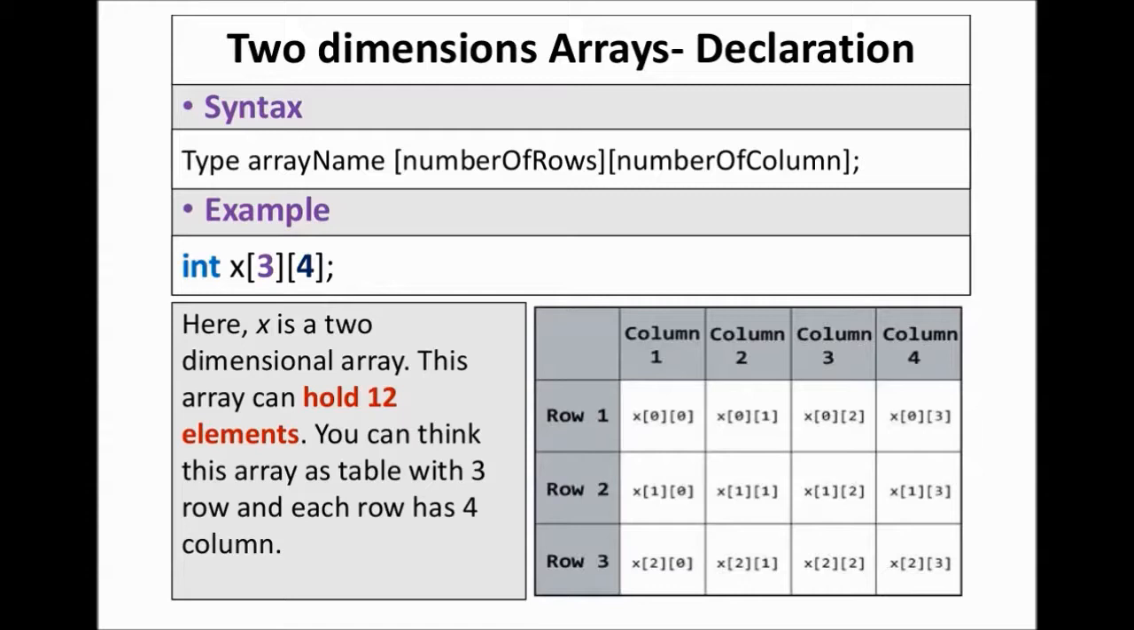Similarly, in the second row, the first element is x10, second one is x11, third one is x12, fourth one is x13. In the third row, the first element is x20, second element is x21, third element is x22, and fourth element is x23.